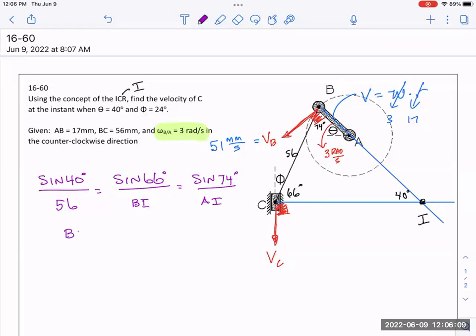So if I don't blow that, I get that BI is approximately 79.59. And I might as well not be lazy. Those are millimeters. CI is $83.75.